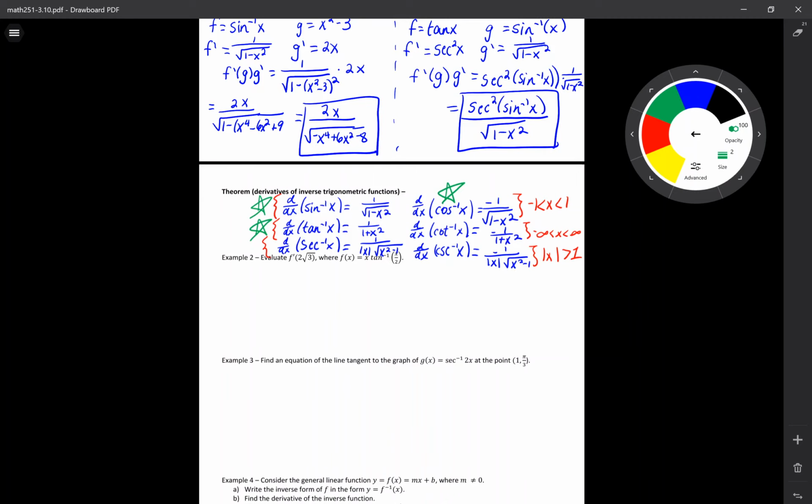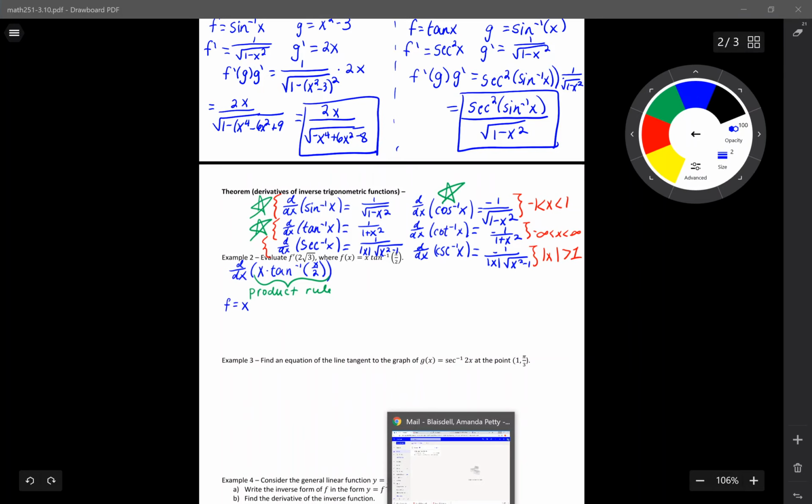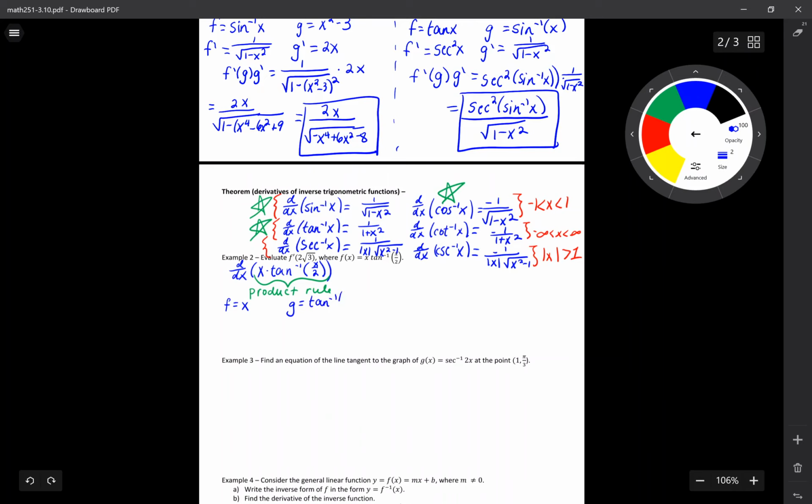So in order to do this problem, the derivative of x times tangent inverse of x over 2, I'm going to have to use the product rule, since I have the product of two functions. And then we have a chain rule inside there. But first let's look at the product rule. So I'm going to call f equal to x and g equal to tangent inverse x over 2. That means that f prime is equal to 1.